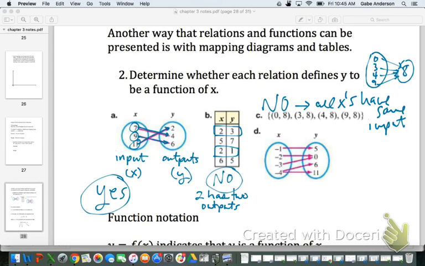The definition of a function is a relation where every input has exactly one output. How many outputs does the 0 have? 1. What about the 3? 1. The 4 and the 9? 1. It is a function, isn't it? Does that make sense? Yeah, so we would say, yes, it is a function. The reasoning would be because every single input has exactly one output. And you're right, the outputs are all the same output, but that's okay.